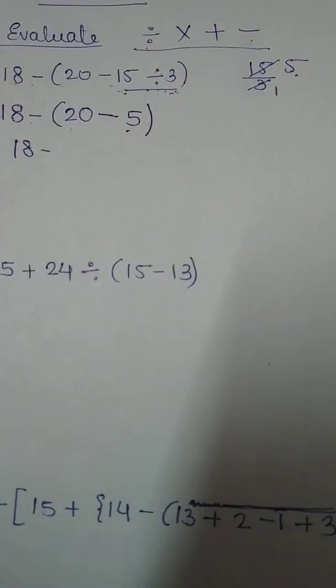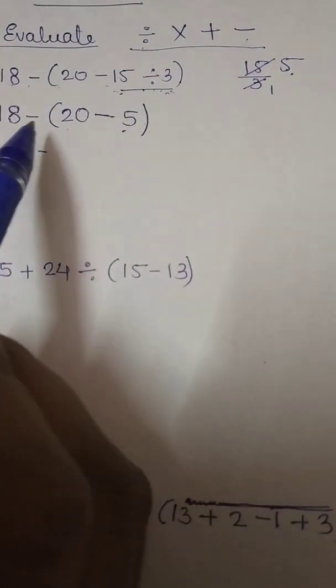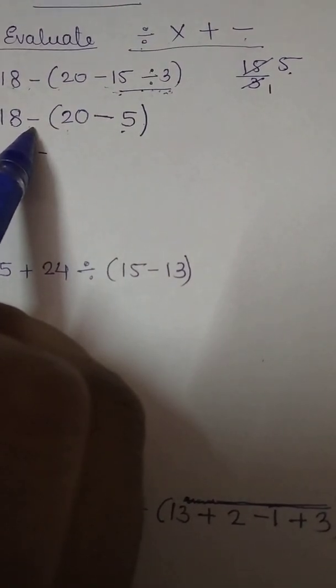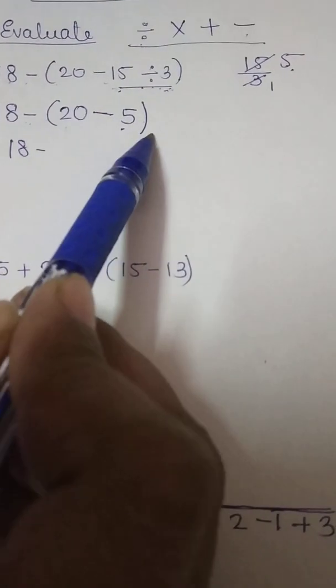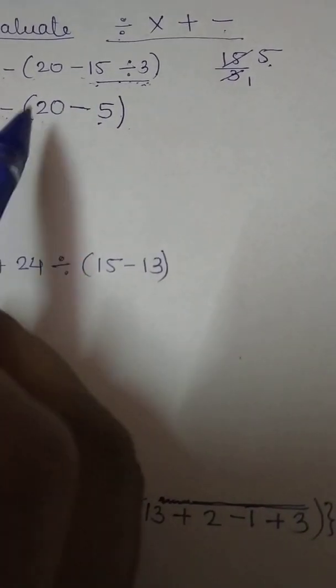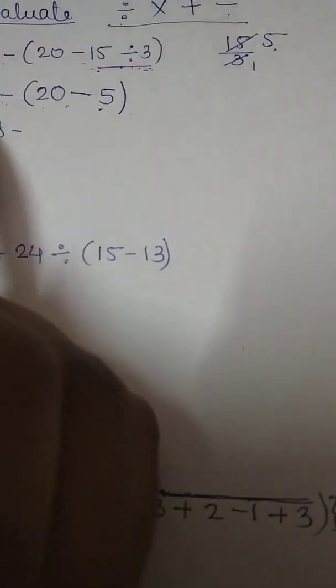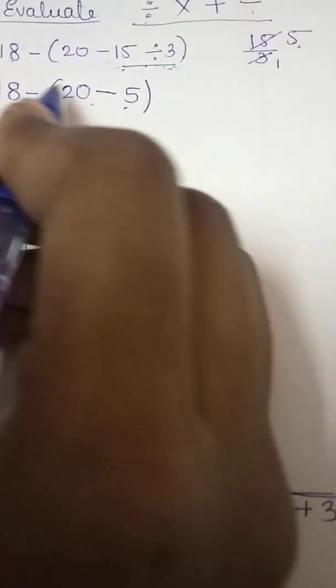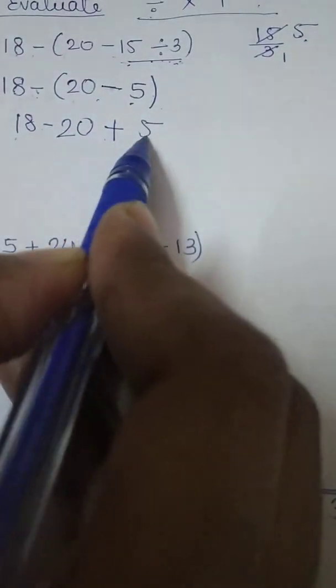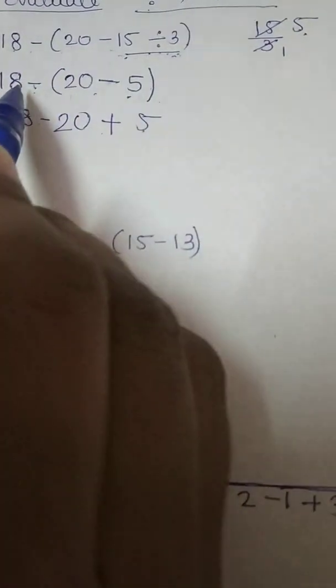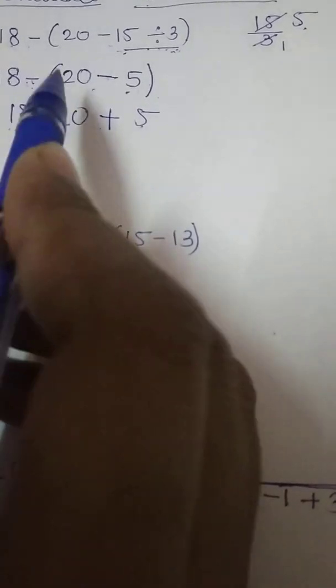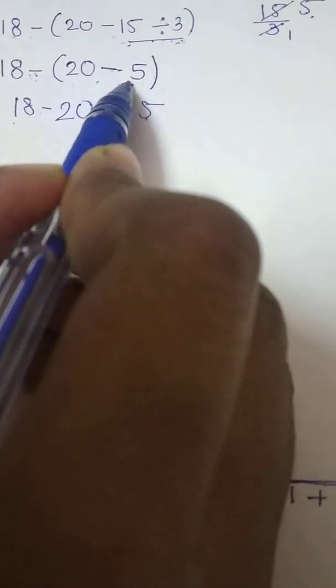Students, remember in that session I explained to you, if there is a sign before the bracket, we have to solve that bracket by changing the sign. If there is a minus sign, the rest of the signs will change inside the bracket. So here 18 minus 20, and minus minus will become plus 5. So 18 minus 20 plus 5. I have solved this bracket. Before that I saw the minus sign, so according to that I changed the sign of the numbers inside the bracket.